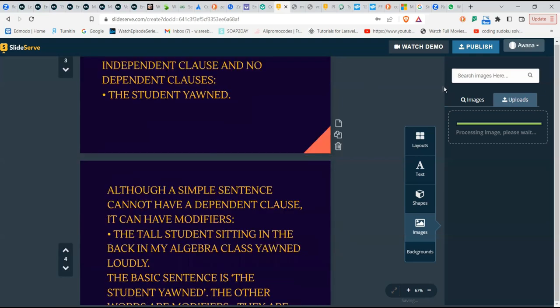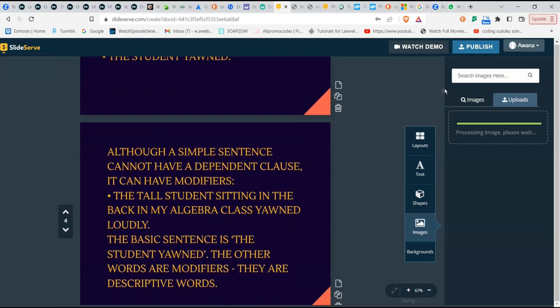Although a simple sentence cannot have a dependent clause, it can have modifiers. A simple sentence cannot have a dependent clause, meaning it cannot have a clause that does not make a sentence and needs a conjunction to make sense of it, but it can have modifiers. What are modifiers? Modifiers are the words that describe something. They are the descriptive words in a sentence.